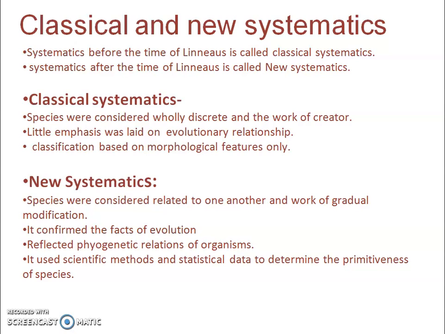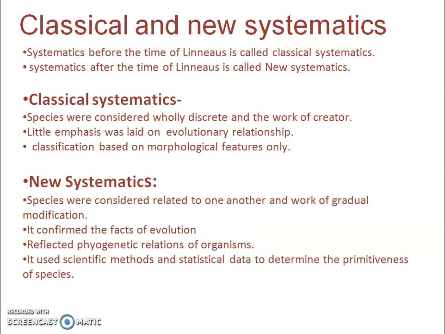According to this classification, the organisms which we are reading now are according to the phylogenetic system of classification. Now coming to classical and new systematics. Systematics before the time of Linnaeus is called classical systematics. Systematics means classifying organisms according to their morphological, physiological, or sexual characters.